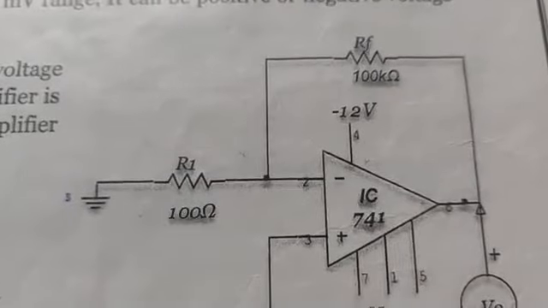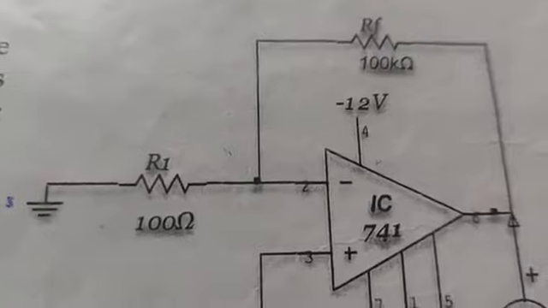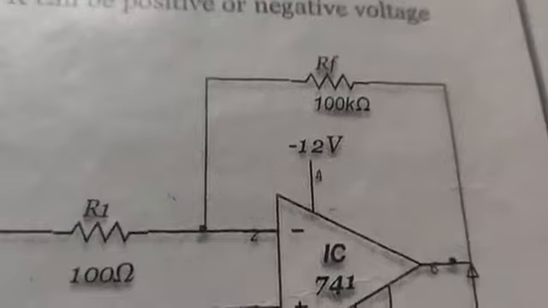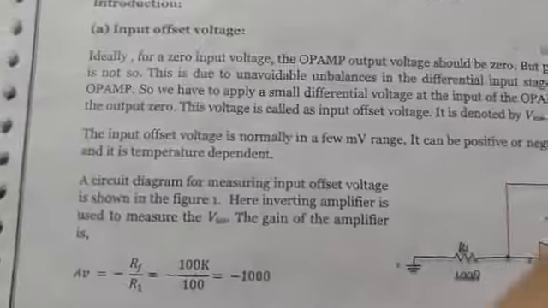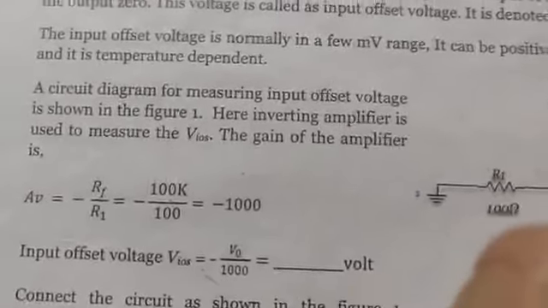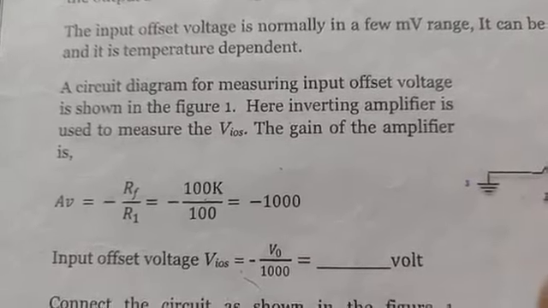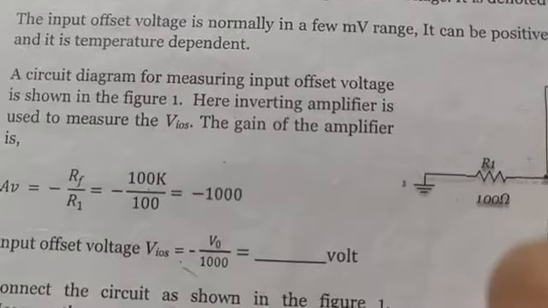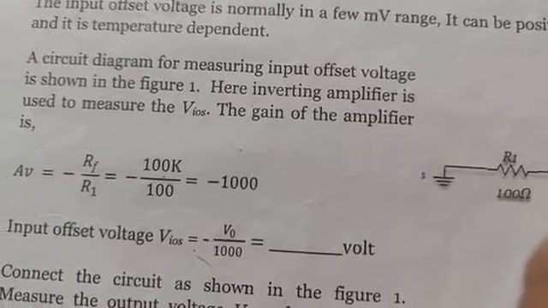At pin number 2, we are connecting 100 ohms and that is going to be grounded. And from the inverting point, we are utilizing the feedback resistance of 100K. That is RF, the amplifier we are going to utilize. Because we are utilizing the inverting terminal, the gain of the amplifier is minus RF upon R1. The RF is going to be 100K and R1 is going to be 100 ohms. So the gain of this amplifier is going to be 1000.